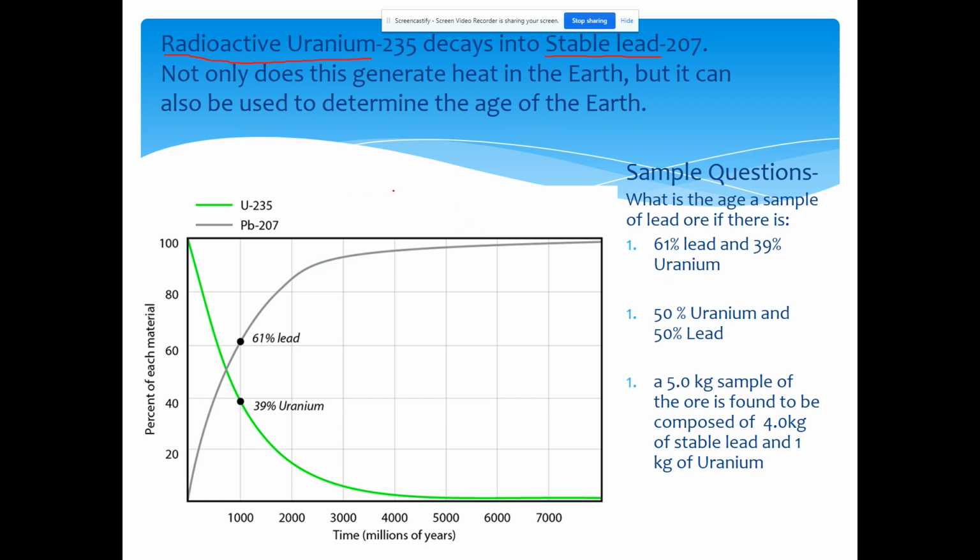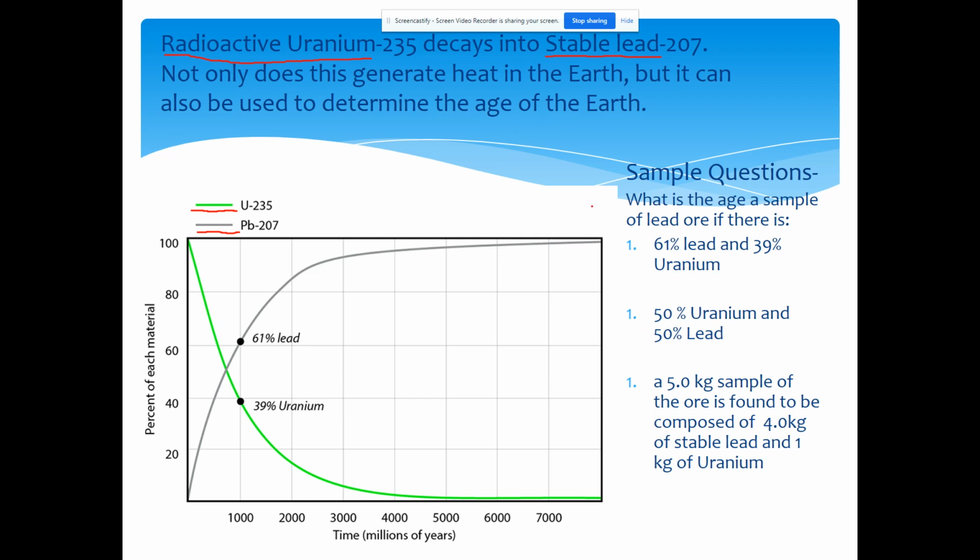What I have here is a graph that shows the half-life of uranium-235. If the green line represents radioactive uranium, and the gray line represents the stable lead, we can see that both of these lines are kind of a reflection of each other. As the uranium is slowly decaying and disappearing, the lead is slowly being created and appearing. And so they should be a direct reflection.